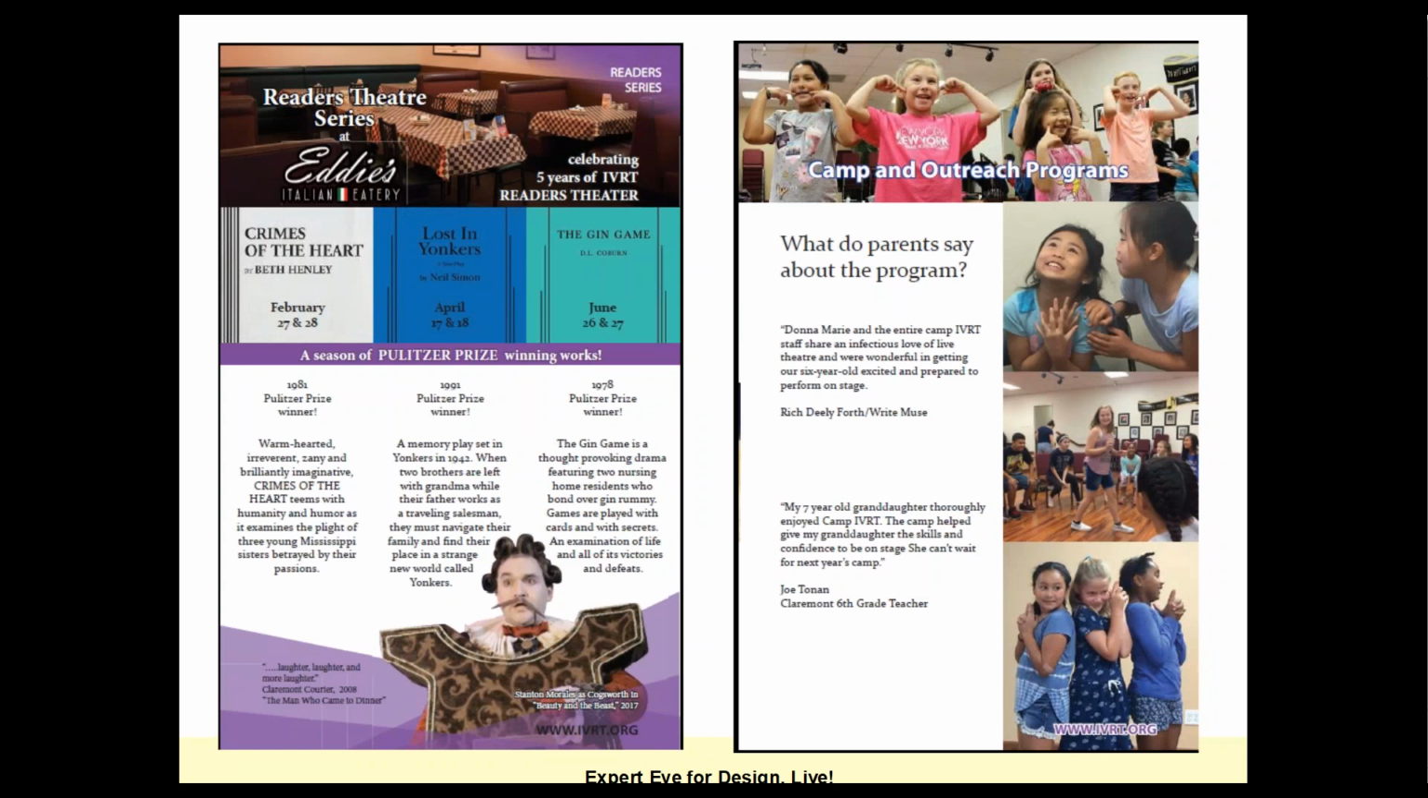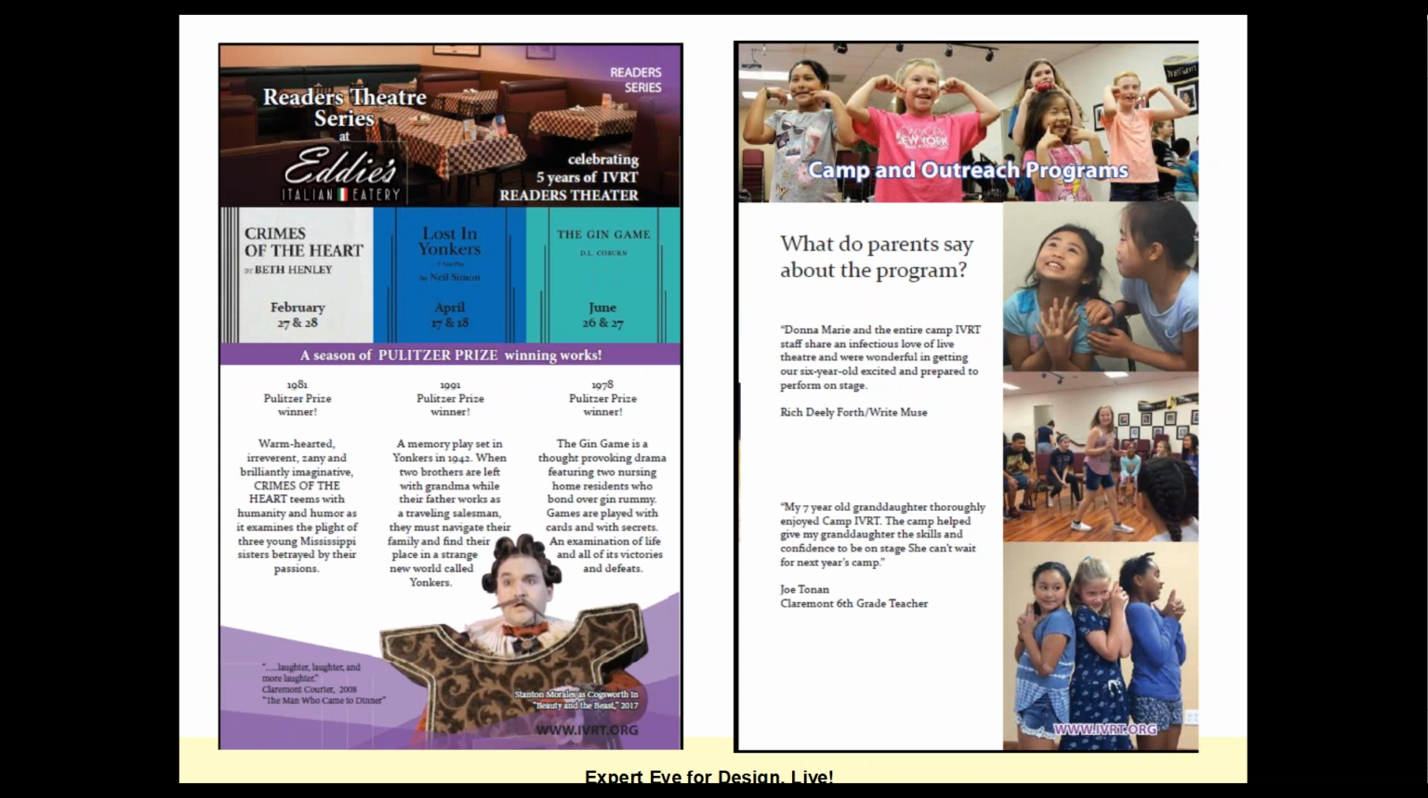This is the curse of knowledge issue, where one of the things they do in their season is they have stage readings of plays that they do at a local restaurant. So in this case, this season they're doing Crimes of the Heart, Lost in Yonkers, The Gin Game, as you see on the page on the left. The only problem is nowhere on this page do they explain that that's what this is. And so unless you are knowledgeable, unless you've been around theaters enough to intuit that if they say Reader's Theater Series, that means it's a stage reading of a play, then you're going to be completely confused by this.